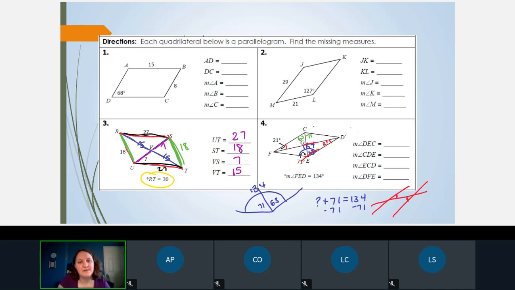Okay. Now let's think back. How could we find this whole big angle, CFE? I'm going to redraw that parallelogram over here at the bottom just because it's gotten kind of messy up there in the original. If I know that this angle is 134, how could I find this angle, the small one? It's consecutive angle. Okay. Well, we know that in a parallelogram, our consecutive angles have to be supplementary. So let's find that missing angle, 180 minus 134.